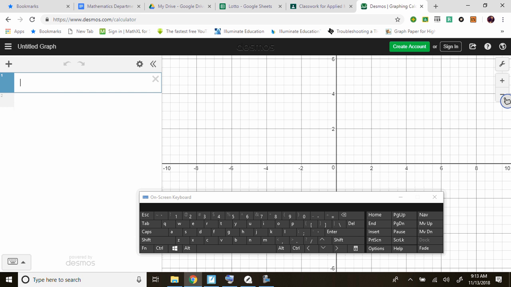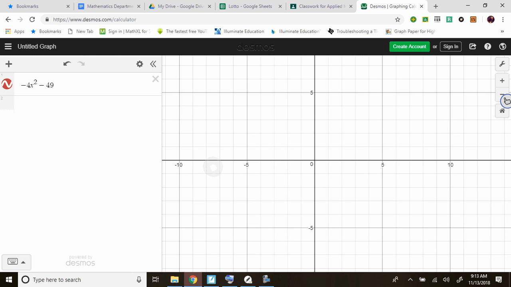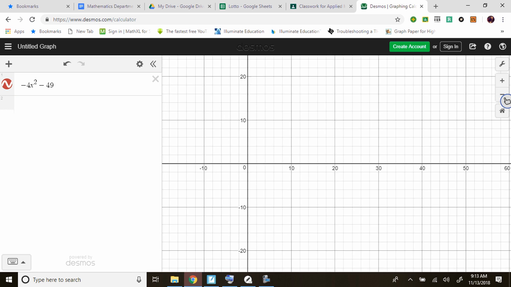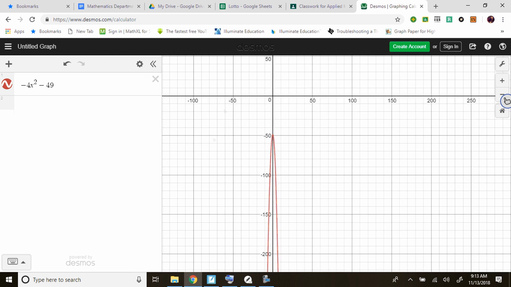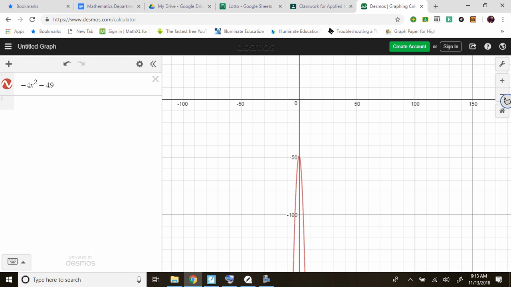So I'm graphing negative 4x squared minus 49. And my answer is going to be wherever the graph goes through the x-axis. Does the graph go through the x-axis? It does not. So what's my answer?